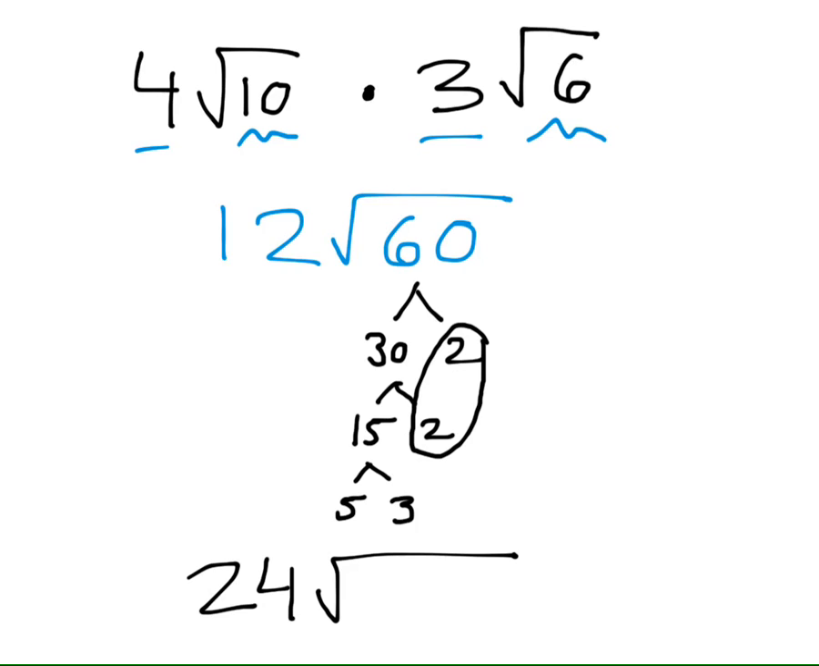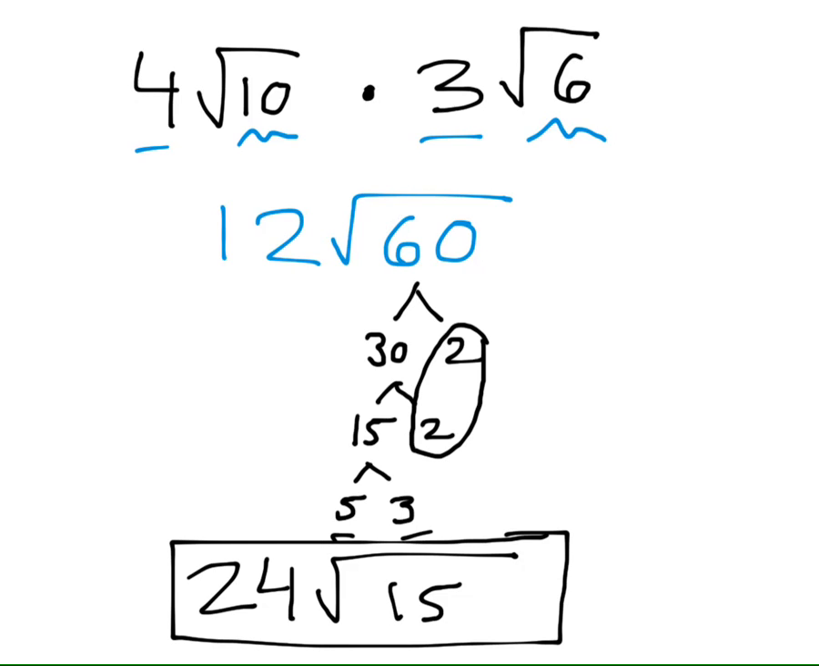Then on the inside of my radical, I still have the 5 and the 3, and I just remultiply those back together. It's not 53. There's still 2 factors. So it's 15. I can't break down 15 anymore. Simplified, so the correct answer would be 24 radical 15. That would be the simplified answer to this.